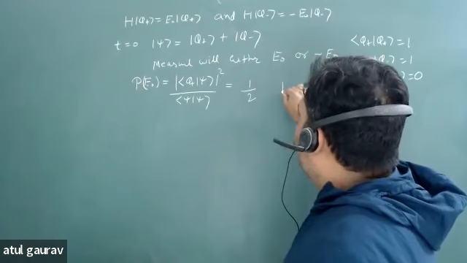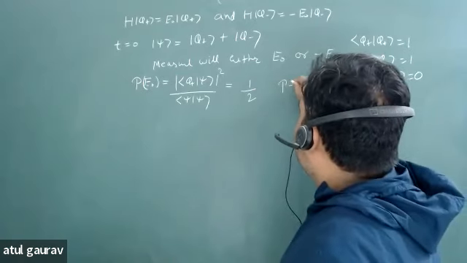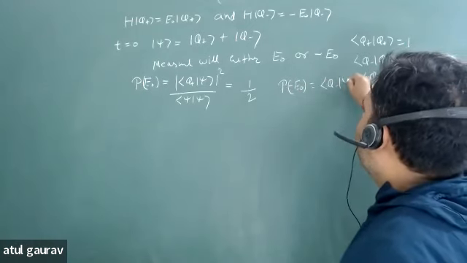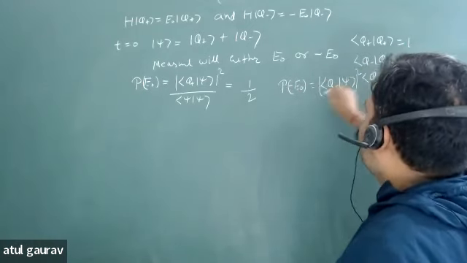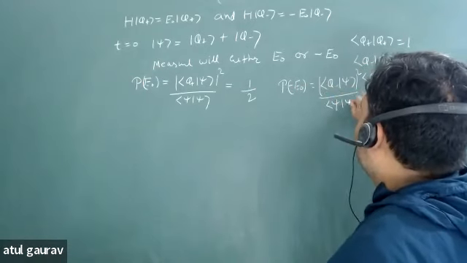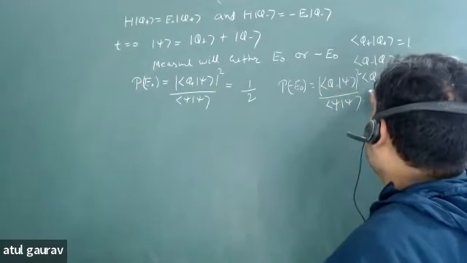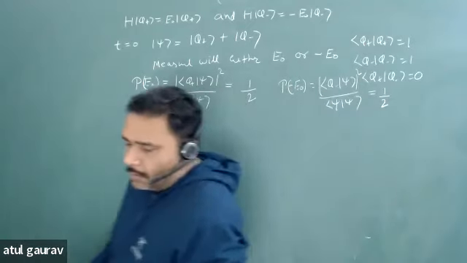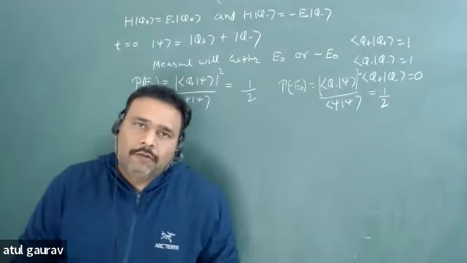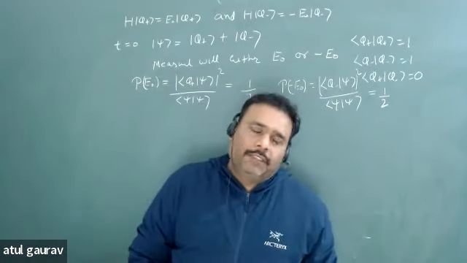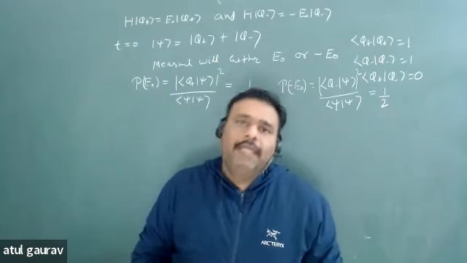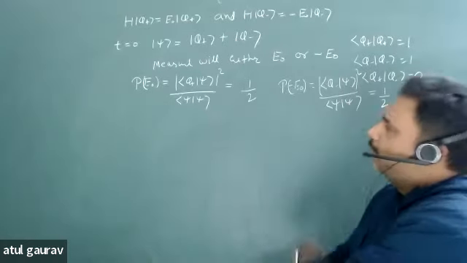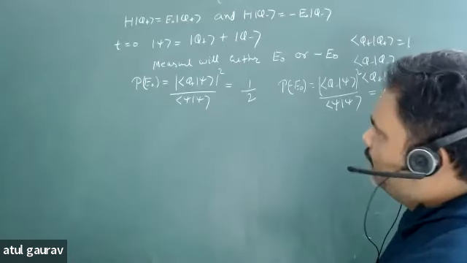Now similarly, what is the probability of minus E naught? You have to just go for |<phi minus|psi>|^2. Again, what will you get? 1/2. So there is a 50% probability that your energy can be plus E naught and a 50% probability that your energy can be minus E naught. So you can juggle with this thing. This is straightforward. Now the next question is very interesting.